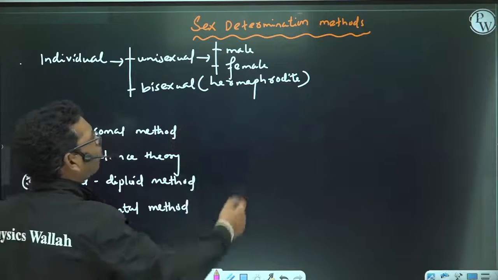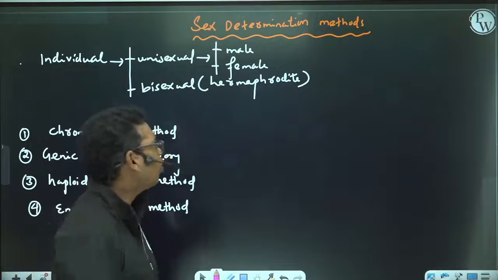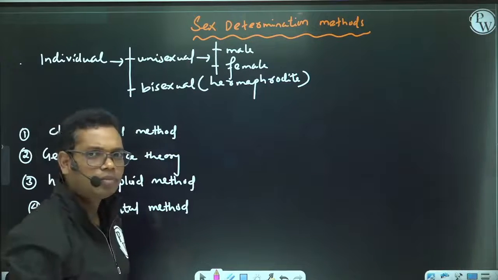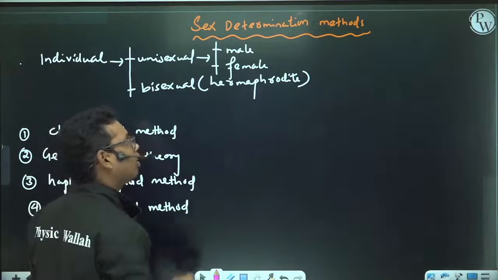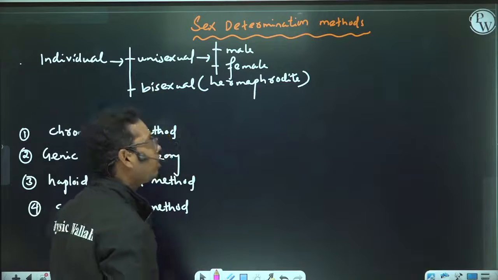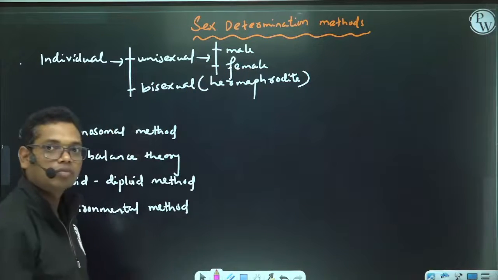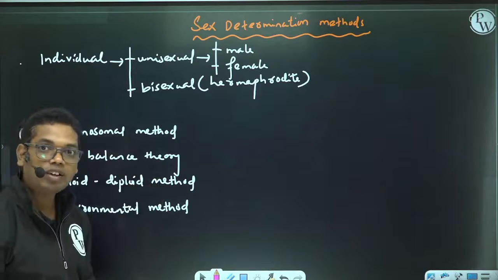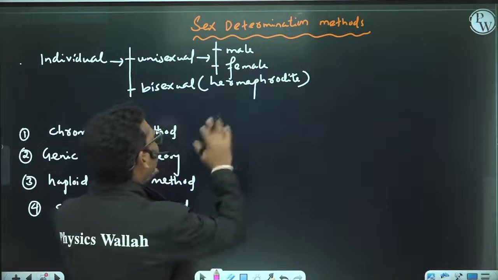So when we look around us, we find different types of organisms. Some organisms are bisexual and some organisms are unisexual. If the individual is bisexual, that individual will be called a hermaphrodite. But if the individual is unisexual, that can either be male or female. To determine whether the individual is male or female, we use different types of methods.